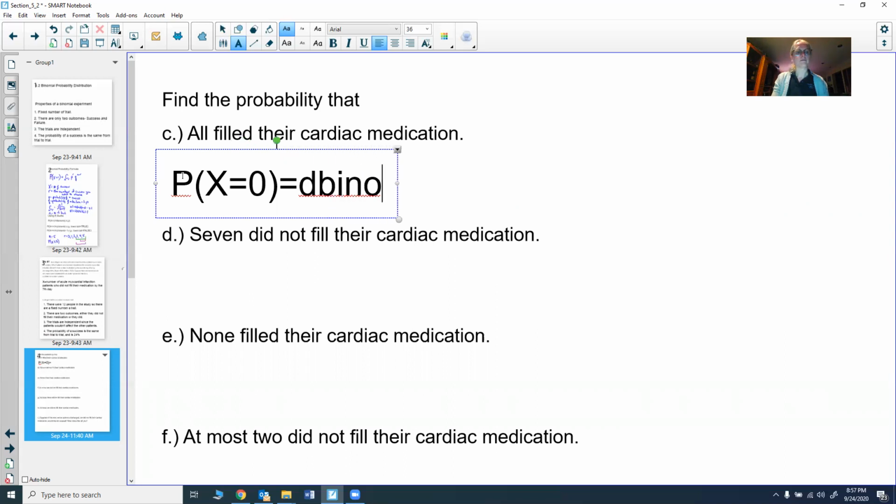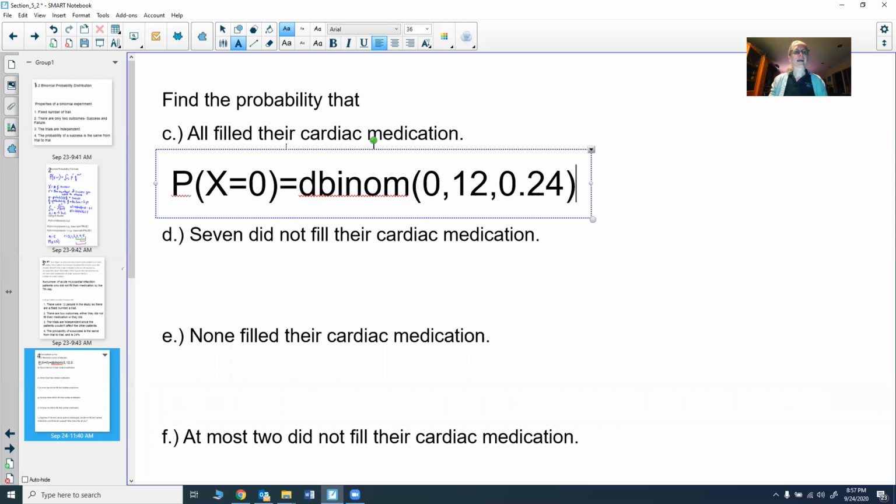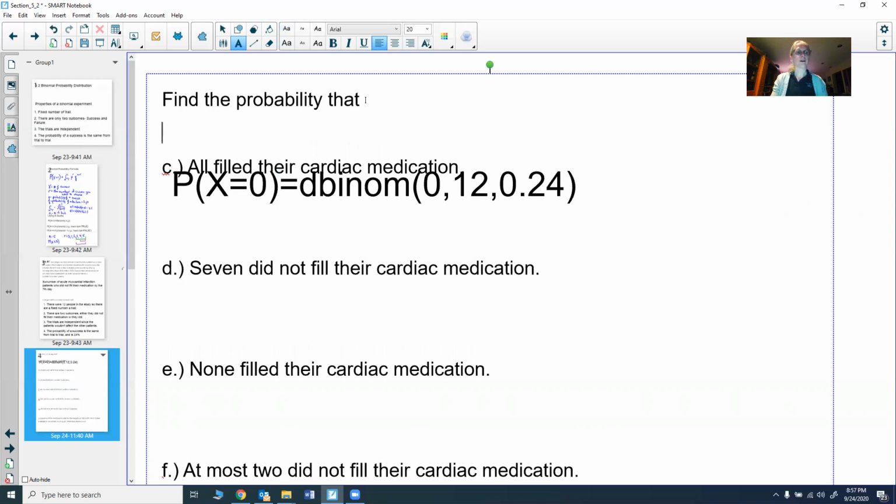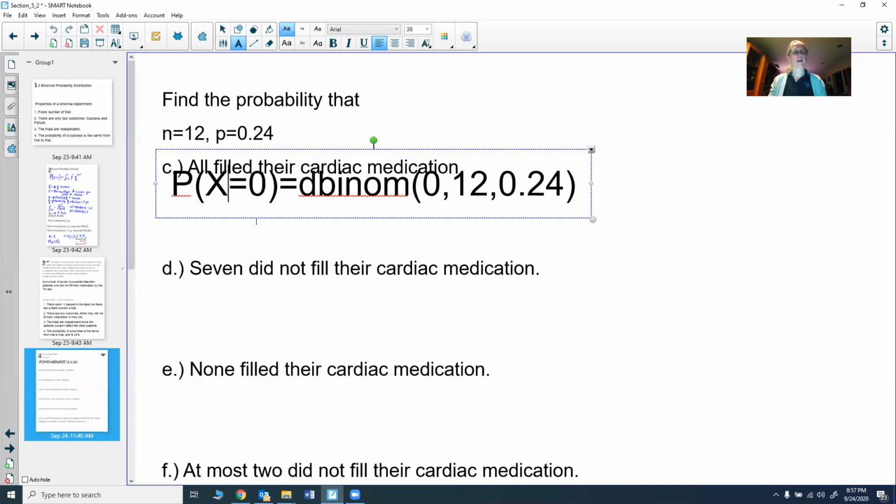So this is dbinom. Then we put in my x value, my n value, which was 12, and my p value, which is 0.24. Sometimes it helps to write that information down: n equals 12, p equals 0.24. So this is the calculation I'm going to do, and let's have R do it for us.